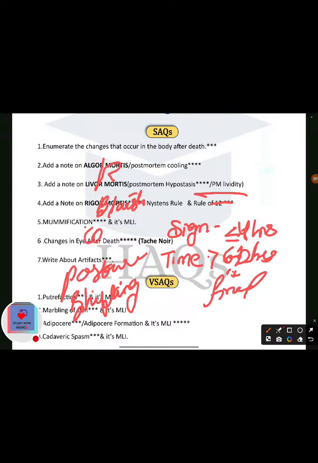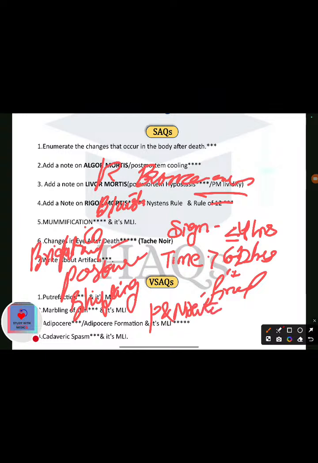Carbon monoxide is cherry red because all the hemoglobin is bound with the carbon monoxide. Hydrocyanide poisoning, bright red. Clostridium perfringens, bronze color. Welchii, grayish color. Phosphorus and nitrite, brown in color.